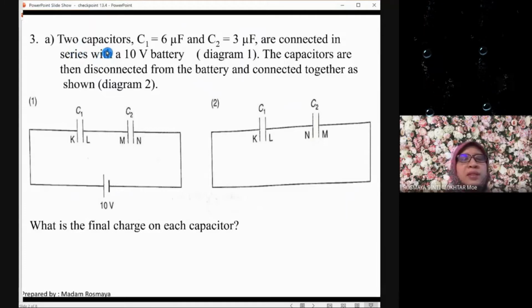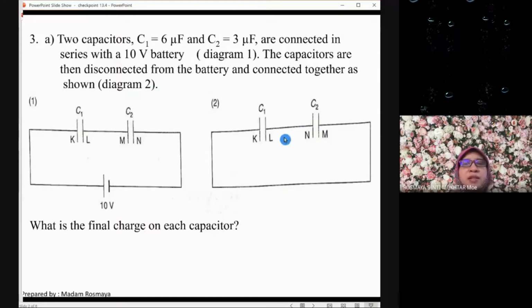Two capacitors, C1 equals 6 microfarad, and C2, 3 microfarad, are connected in series with a 10 volt battery. So the capacitors are then disconnected from the battery. Here for the second diagram, they are then connected together as shown here. So we are going to determine the final charge on each capacitor.